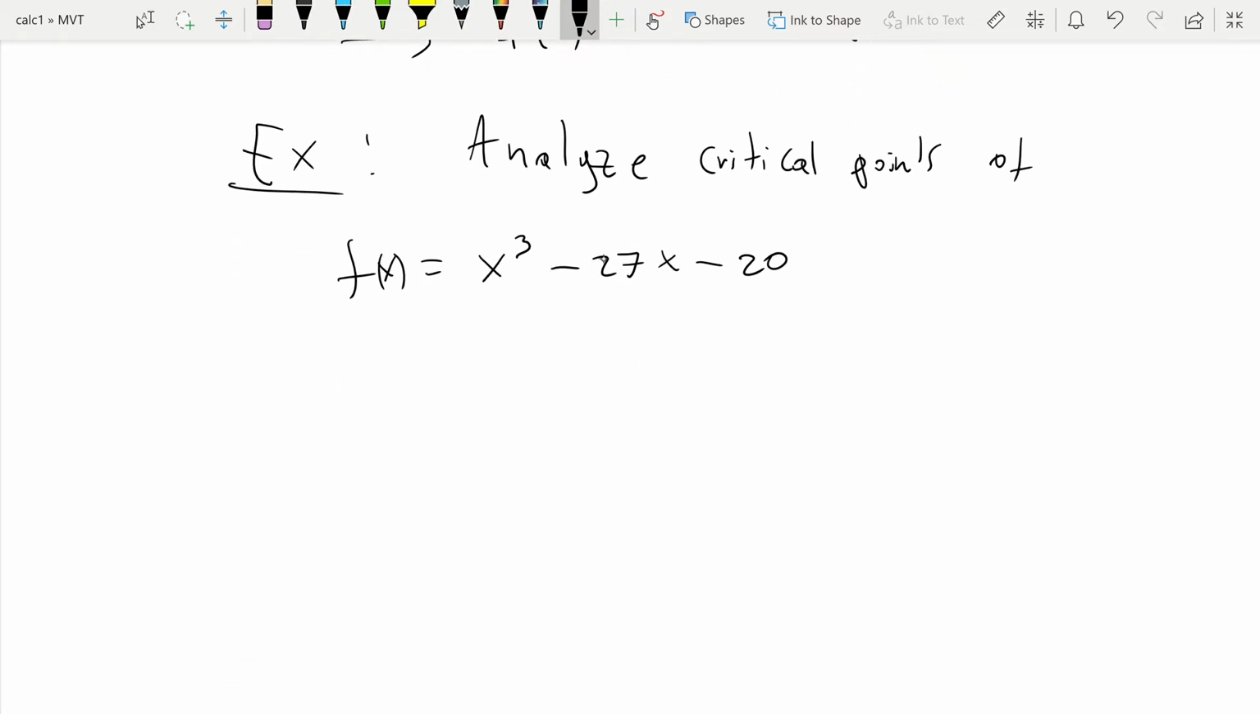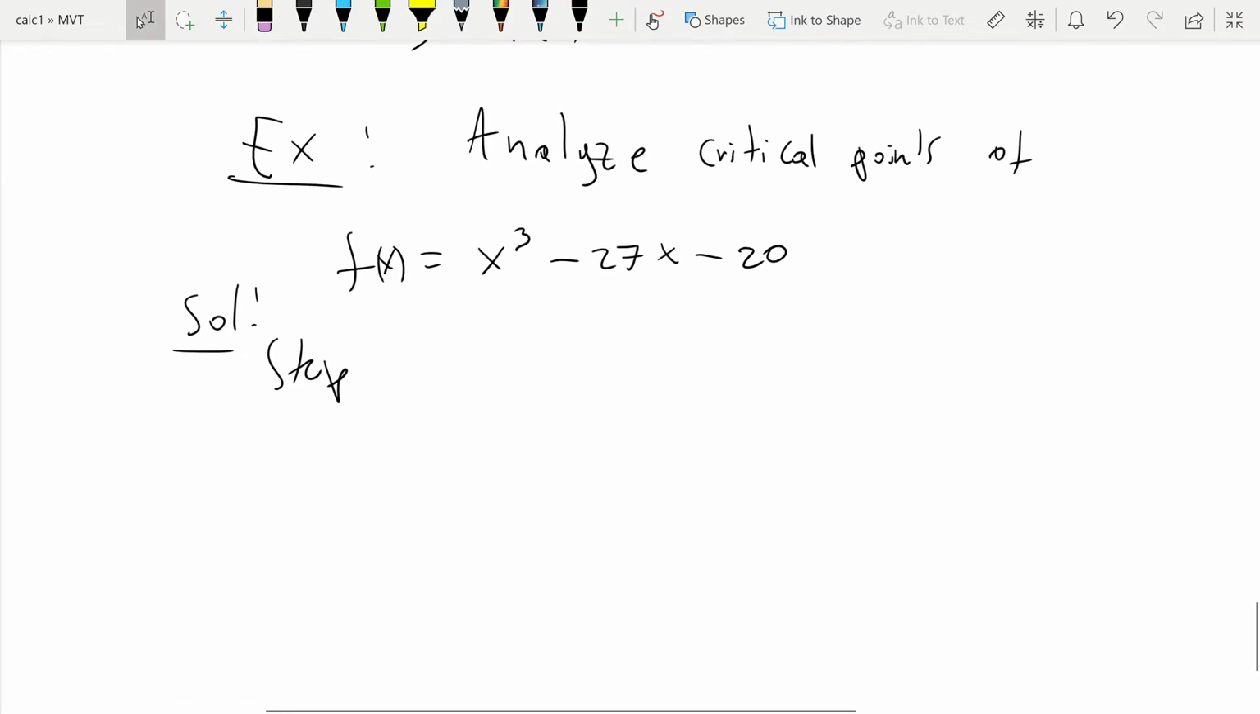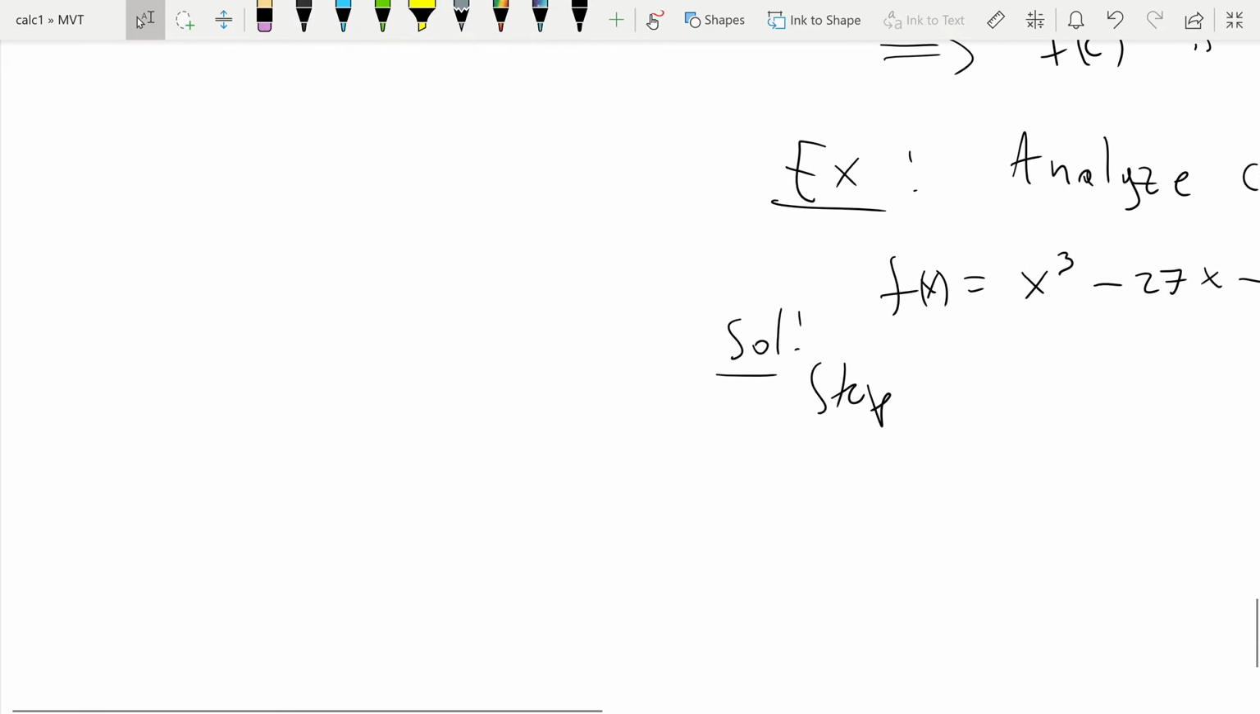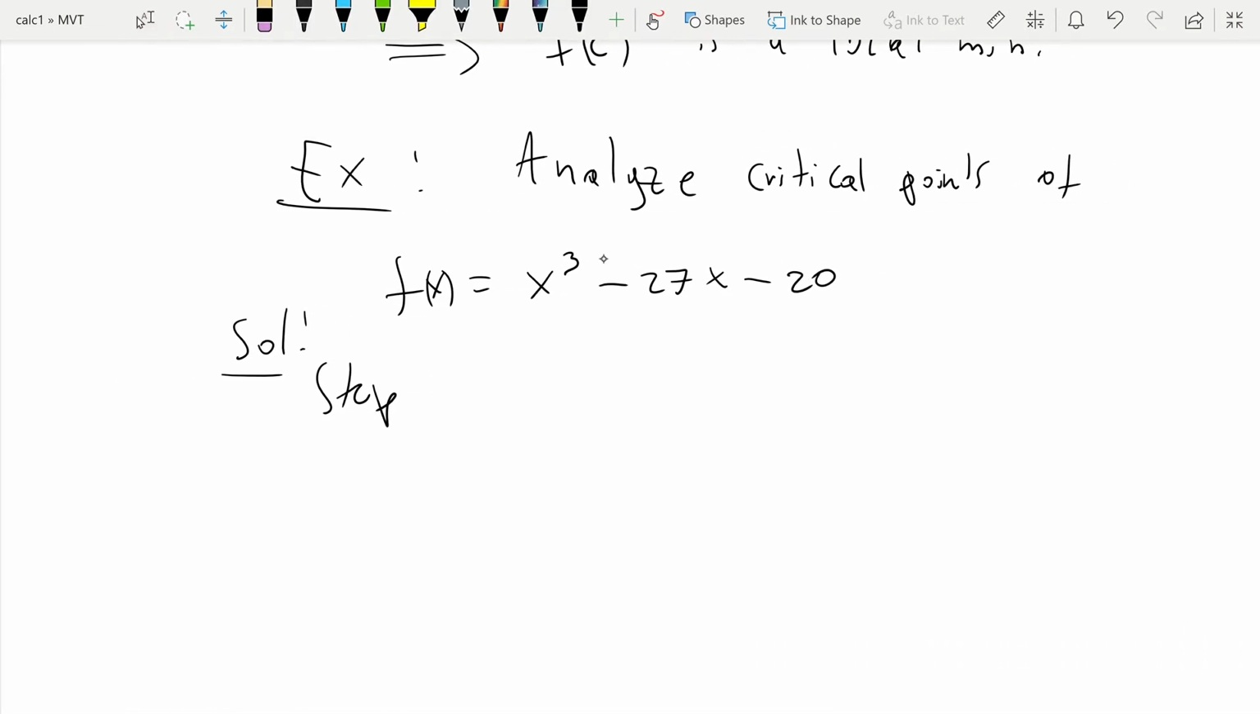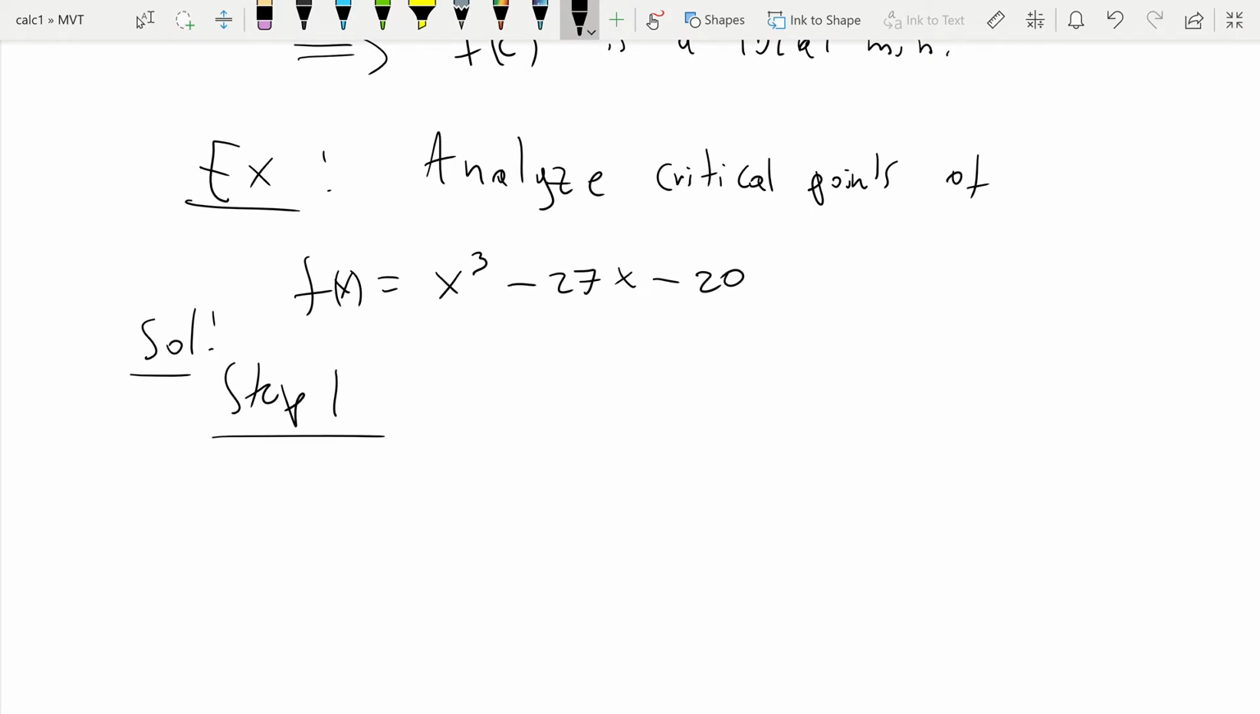So for the solution, the question here is not formally stated, but of course they're asking us to use the first derivative test to classify the critical points. So the first thing we need to do is to find the said critical points, to be able to say something about them. So, find the critical points.